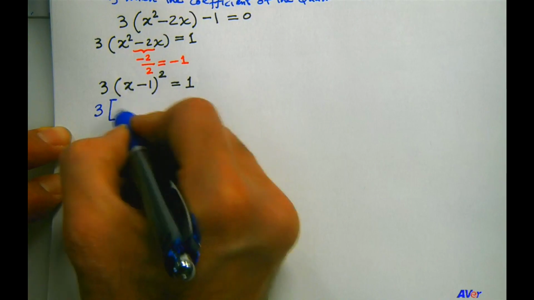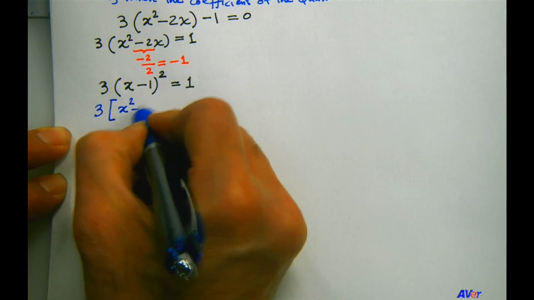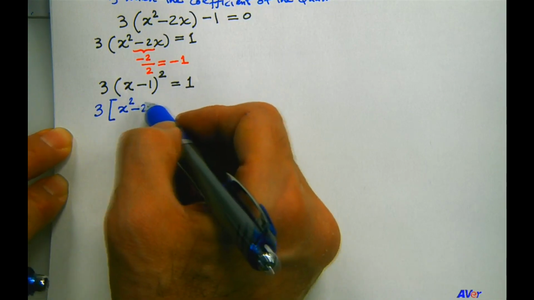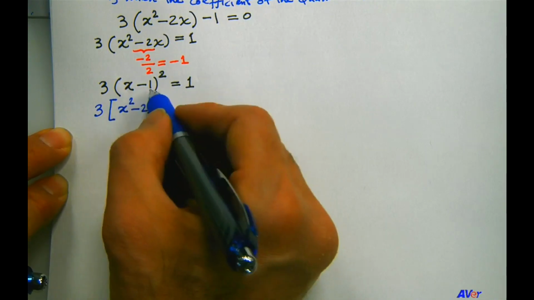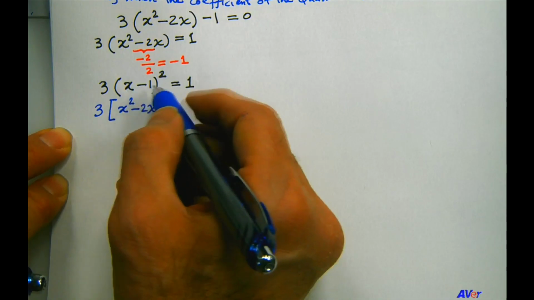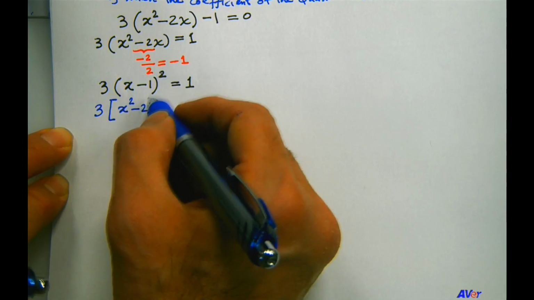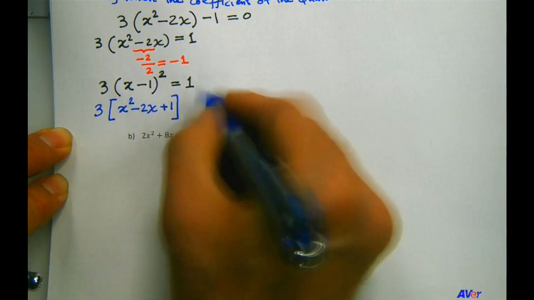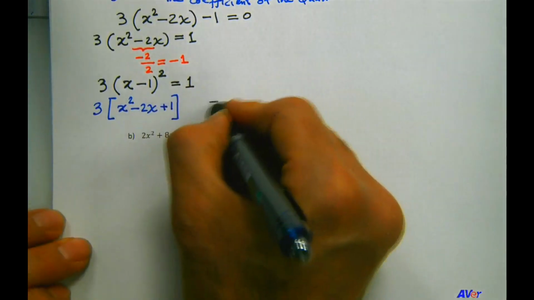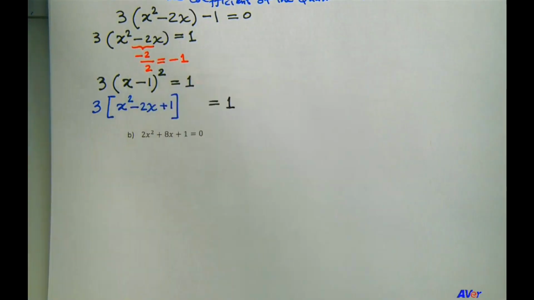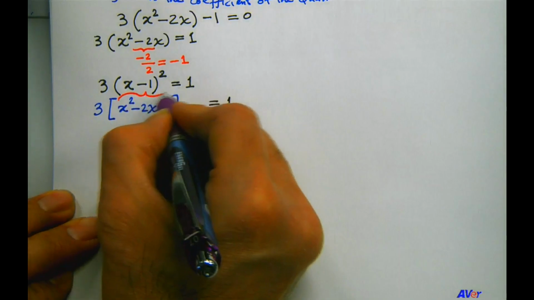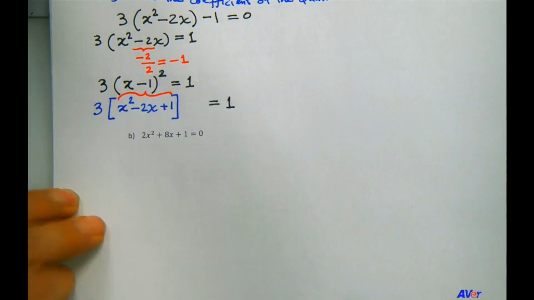So 3 times, I'm going to expand this, x squared minus 2x, and I'm using the special product formulas we learned last time. You can FOIL it, but if you remember those special product formulas, you'll do this quicker and easier. Plus 1, right? And on the other side, of course, we have 1. So all of what you see in this bracket is x minus 1 squared.